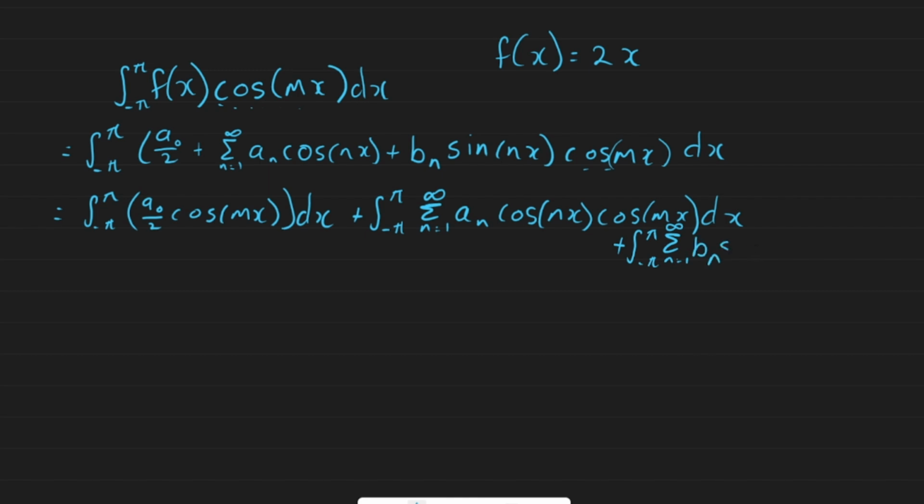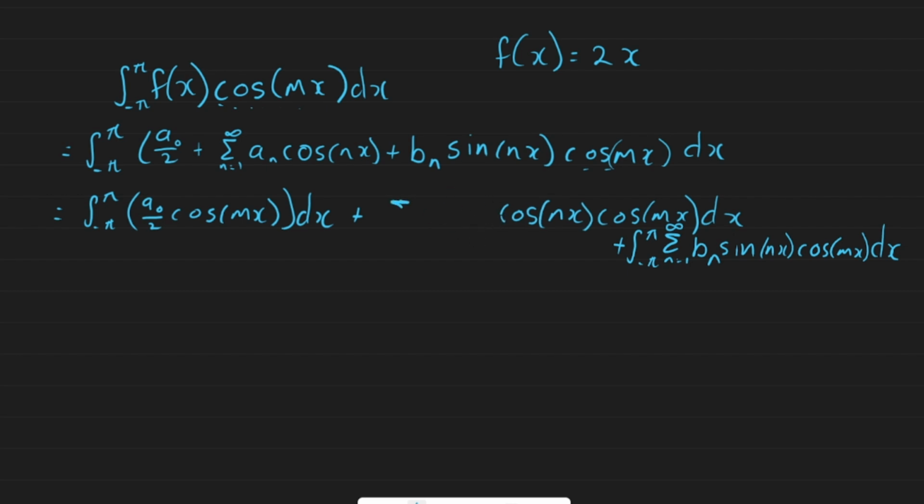So we have bn sine nx cos of mx dx. Okay, so what we can also do is recognize that we can interchange this integral and this sum. What I'm saying is that we can swap the position of this integral and this sum, because an is a constant and bn is also a constant. So that's what I will do. It's still the same thing though.